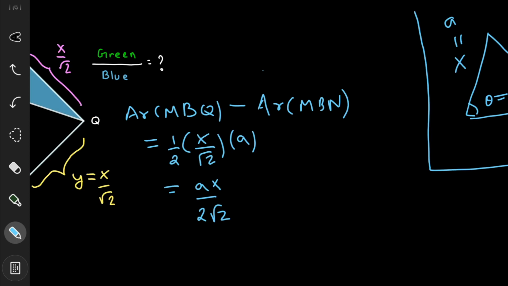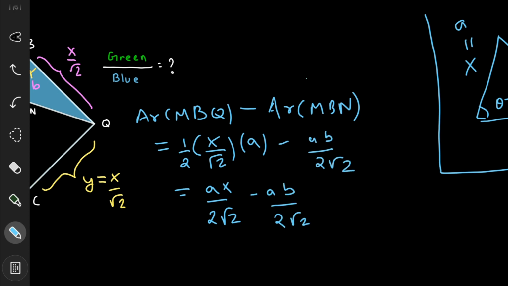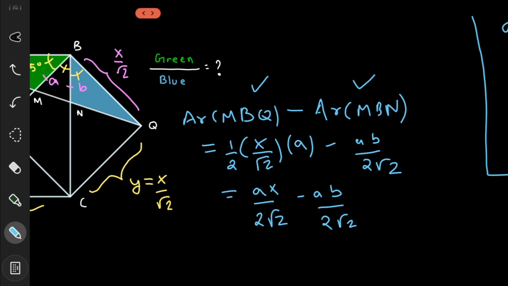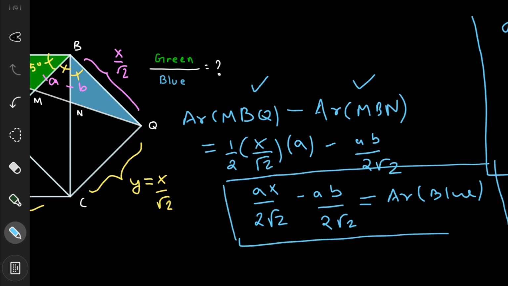MBN. So here in this equation, we'll replace this value. So this is already the area of the triangle MBQ minus the area of the triangle MBN, that is AB upon 2 square root of 2. Now we can see that when we subtract the area of the triangle MBN from the area of the triangle MBQ according to this diagram, the result will be the area of the triangle that is shaded in blue. So AX upon 2 square root of 2 minus AB upon 2 square root of 2 is ultimately the area blue. Okay. Now the same thing we will do in order to get the area green.